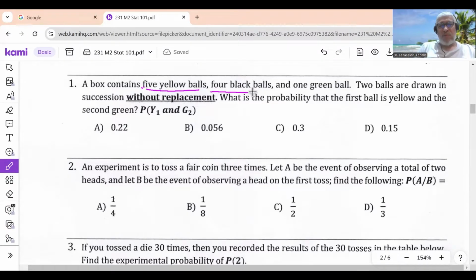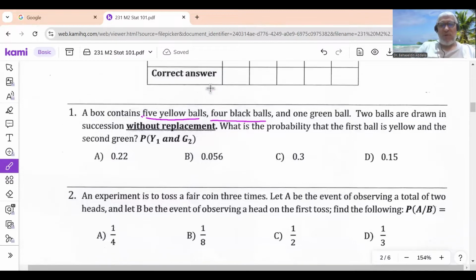4 black balls, and 1 green ball. So we have 5 yellow, 4 black, and 1 green. 2 balls are drawn in succession without replacement. So we are choosing 2 balls without replacement.